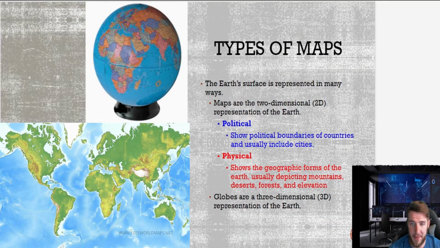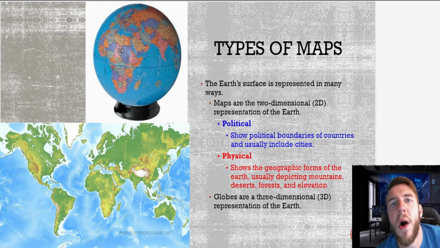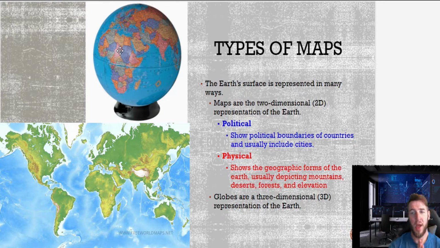Types of maps. So the Earth's surface is represented in many ways. These are two-dimensional maps, so you can kind of lay them out and look at them. Obviously different than 3D, which would be at the bottom there. But I'm talking about the globes. We know what globes are, but let's talk about two other types of maps.